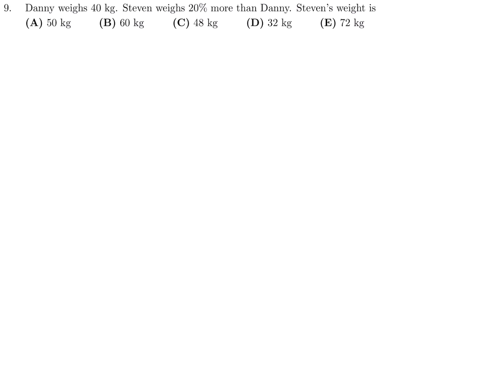Danny weighs 40 kgs. Stephen weighs 20% more than Danny. Stephen's weight is. So to get Stephen's weight, it would be 1.2 times 40 kg. And that is equal to 48. So number 9, the answer is C.